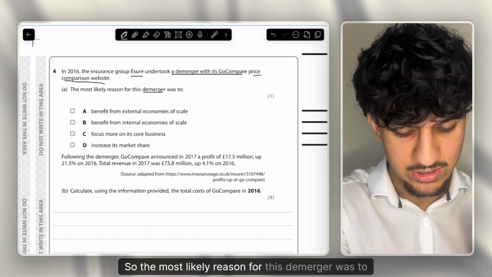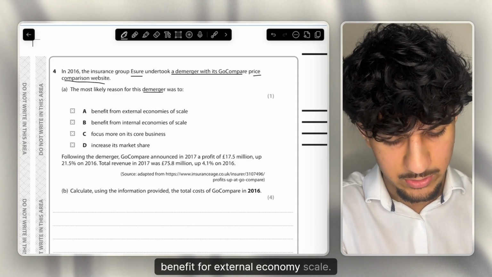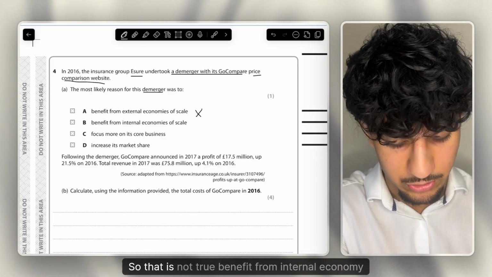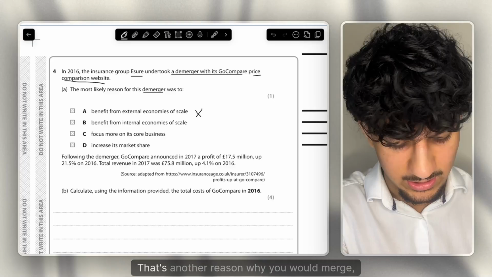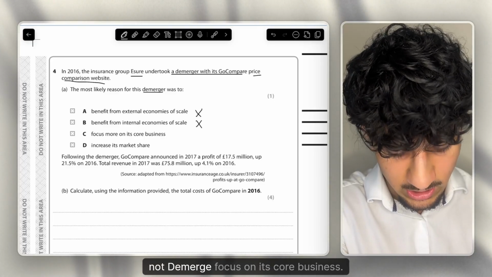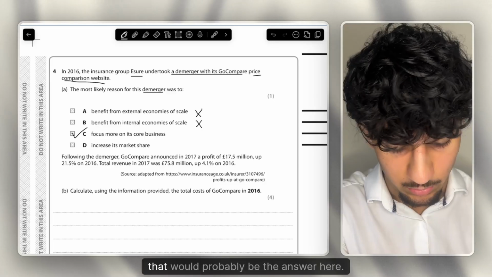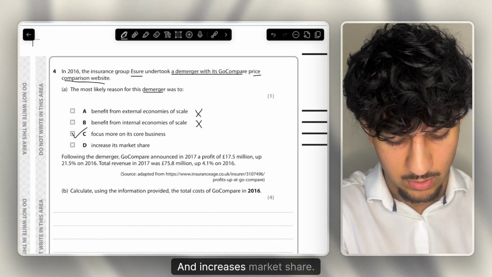So the most likely reason for this demerger was to benefit from external economy of scale. That is the reason you would merge, so that is not true. Benefit from internal economy of scale, of course, that's another reason why you would merge, not demerge. Focus on its core business, that is pretty much what I said earlier, so yes, that would probably be the answer here. And increases market share.